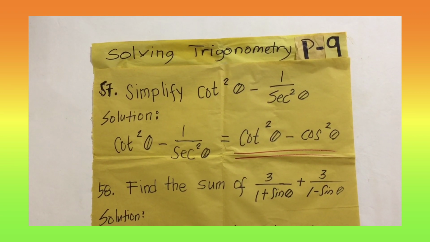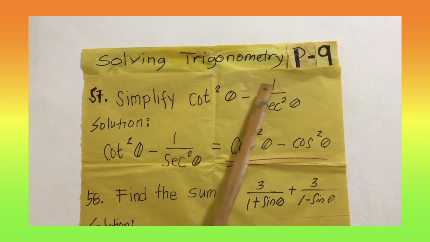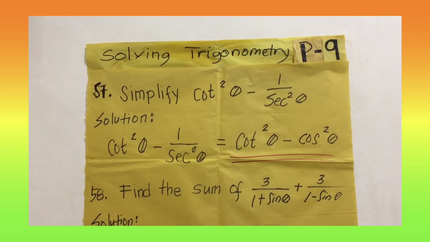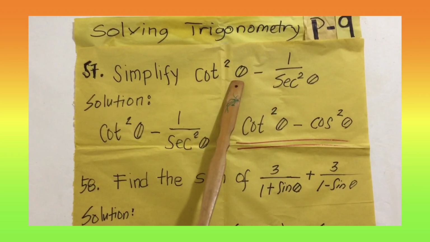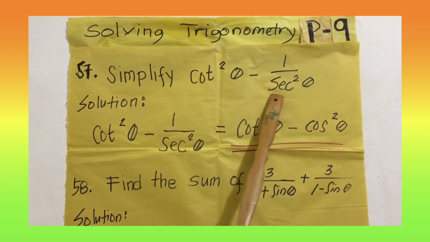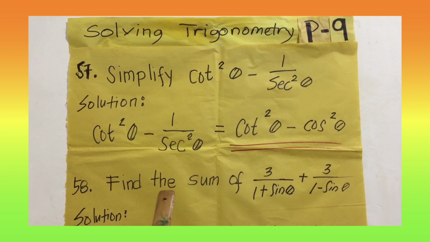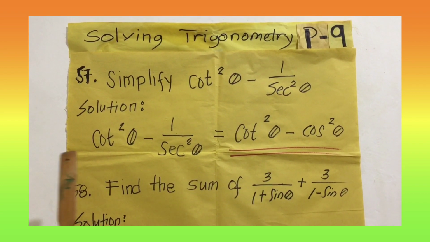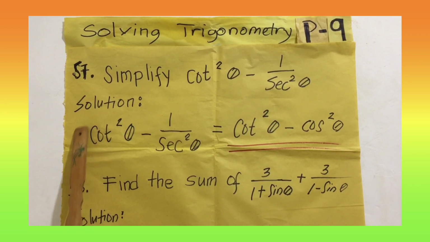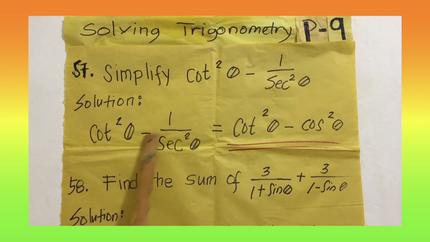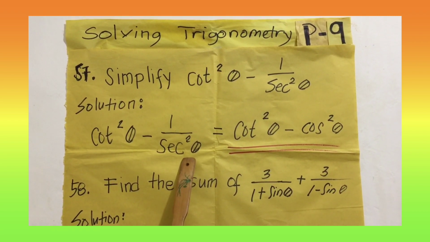Okay guys, today we're going to study again solving trigonometry part 9. We are now in number 57. Simplify cotangent squared theta minus 1 over secant squared theta. So the first thing to do is, our solution, copy first the question. Cotangent squared theta minus 1 over secant squared theta.